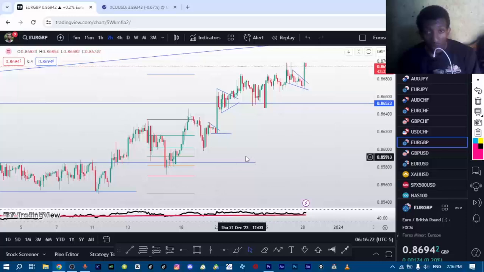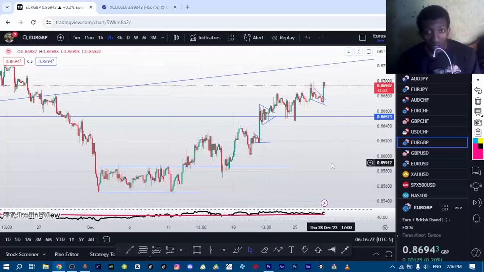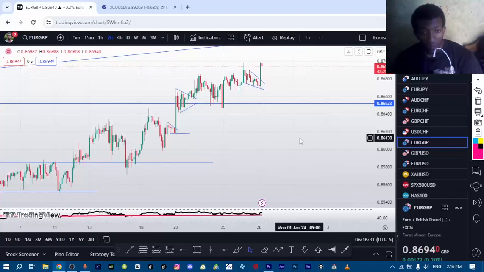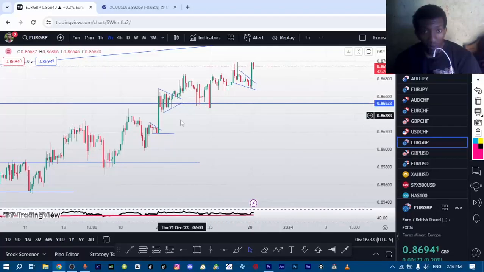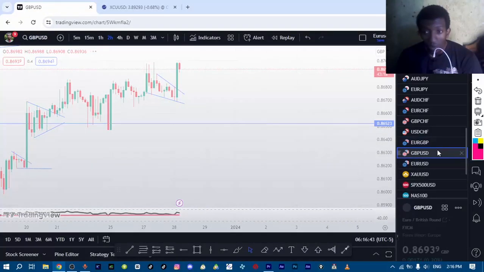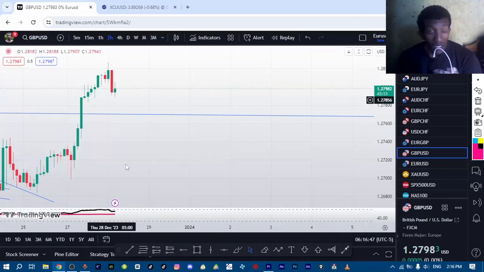So this euro pound, that's why euro is very dangerous. It is very powerful now. Pound is relatively weaker, so that's why euro is pumping up. So we don't have any trade here. We have already missed it. Let's go to pound dollar. GBP USD, another great trade missed.